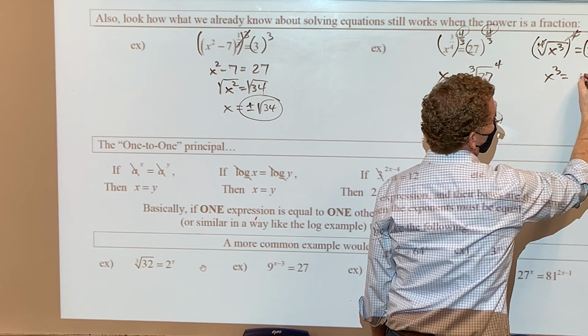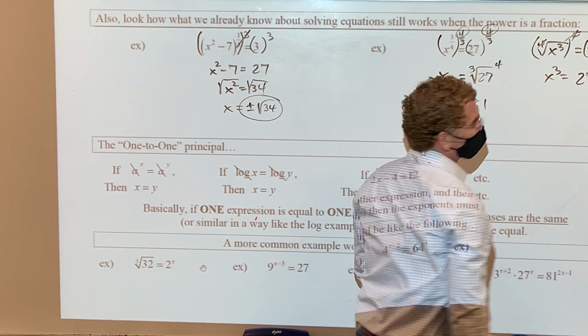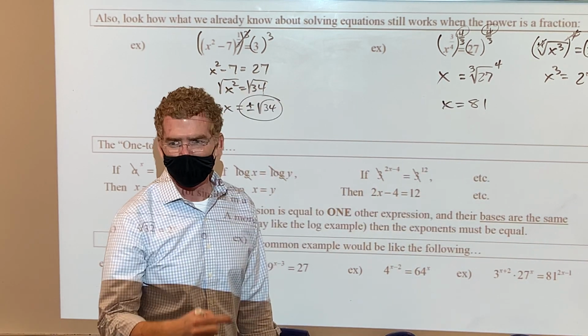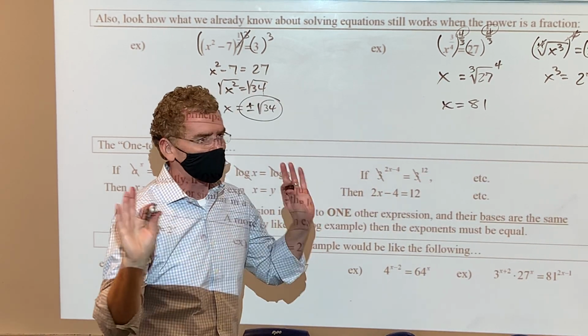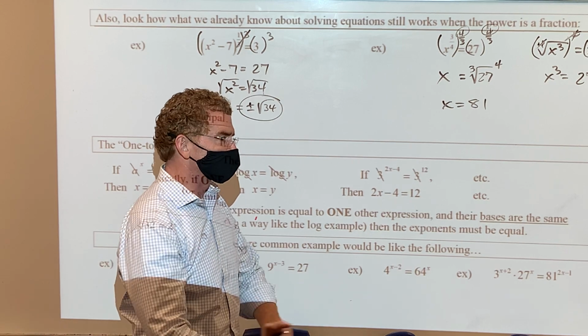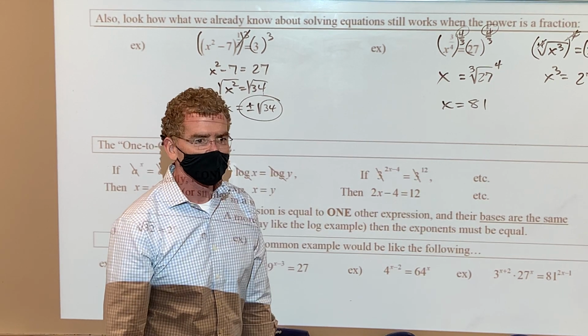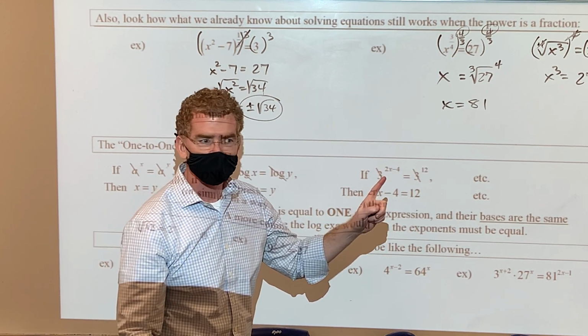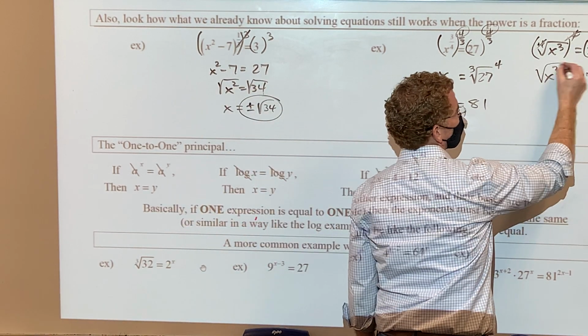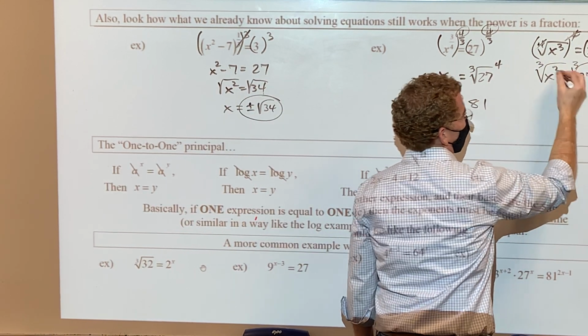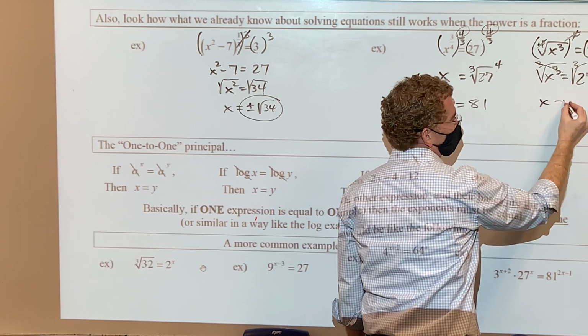Now that's a big number, so I'm just going to leave it like that right now, because that's 3 to the 12th, 3 cubed to the 4th. I don't know my powers that high, but I'm hoping they get a little better. What would you do to get rid of the cube root? I mean the cubed. Cube root it, and that would cancel that, and it's odd, so I don't have to worry about plus or minus.